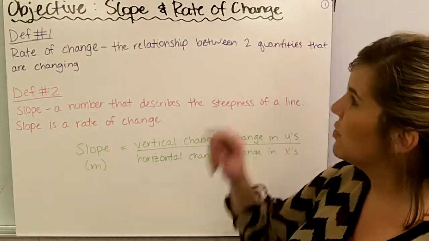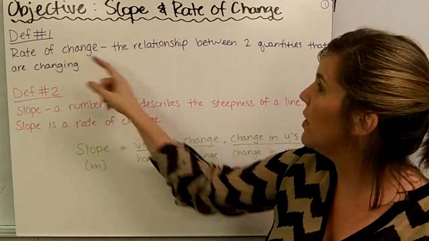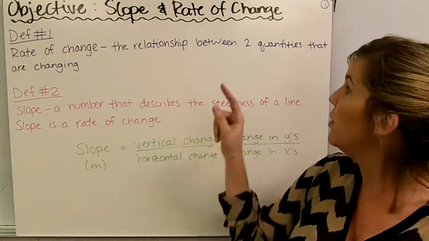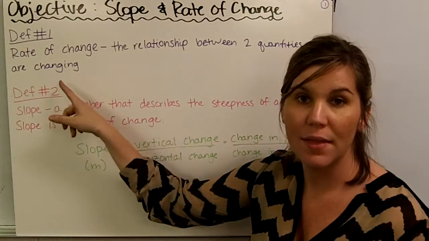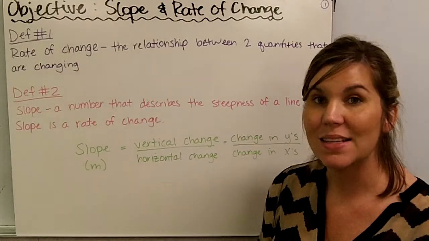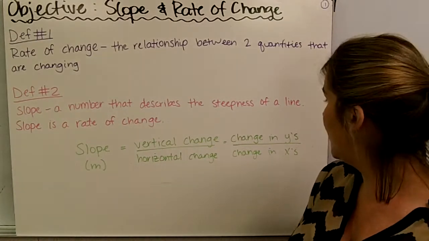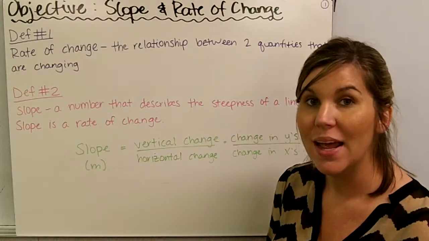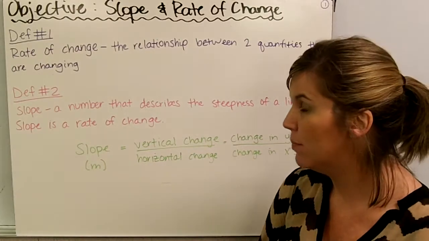Objective, slope and rate of change. Definition number 1, the rate of change is the relationship between two quantities that are changing. We say this is the dependent variable divided by the independent variable.